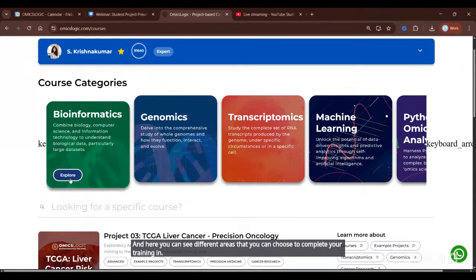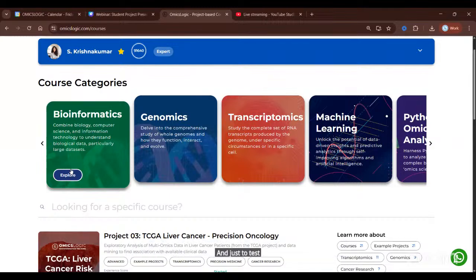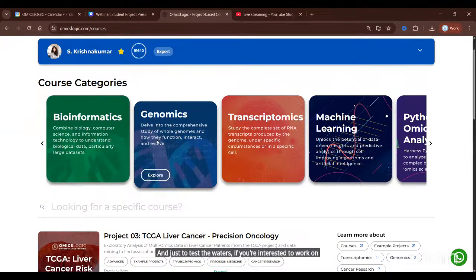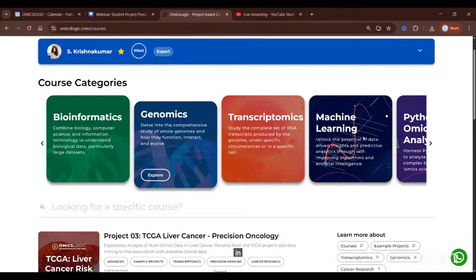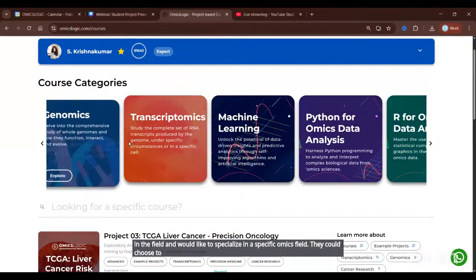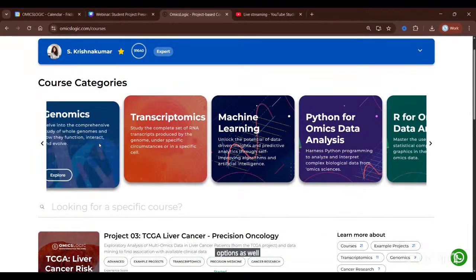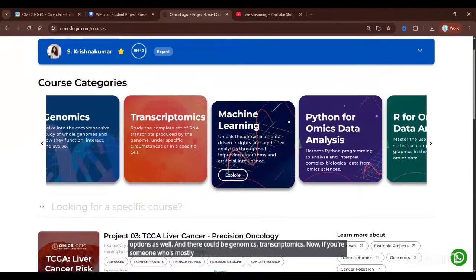So for example, bioinformatics is suitable for those participants who are coming from life science background, wet lab background, who are completely new and would like to learn the very basics of bioinformatics and just to test the waters if you're interested to work on it. And for those who are already well equipped, who are already in the field and would like to specialize in a specific omics field, they could choose to check out any of these options as well. And there could be genomics, transcriptomics. Now, if you're someone who is mostly into technology and coding, then you can check out machine learning, Python.